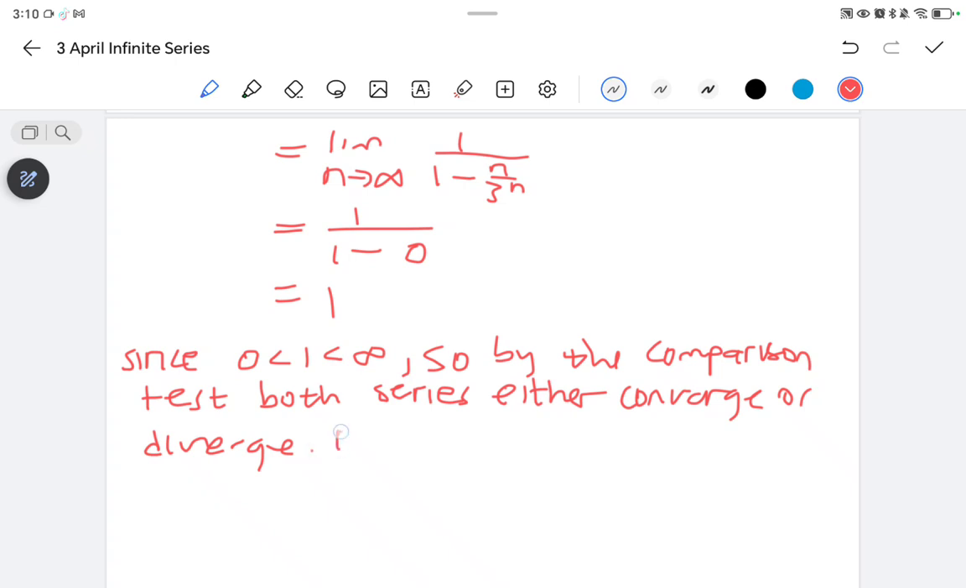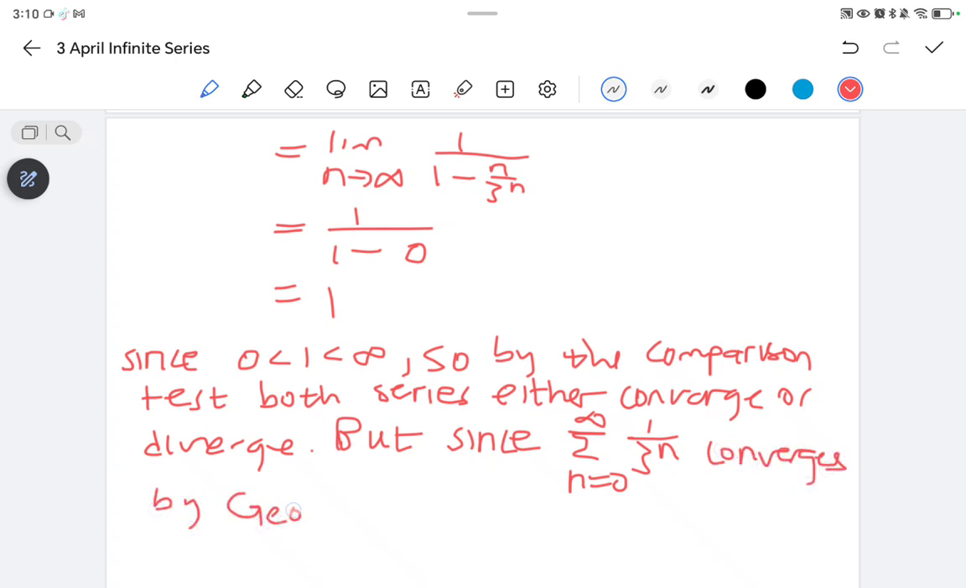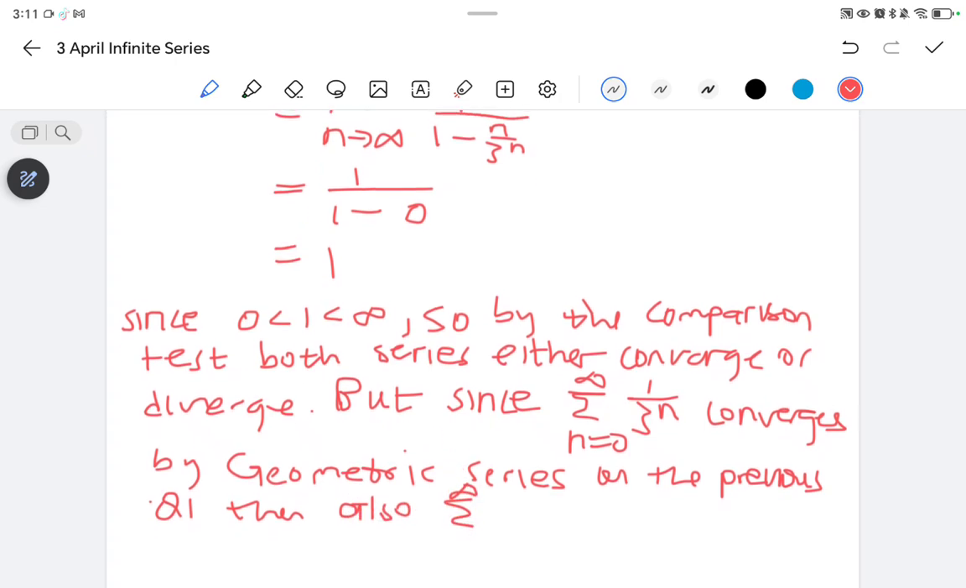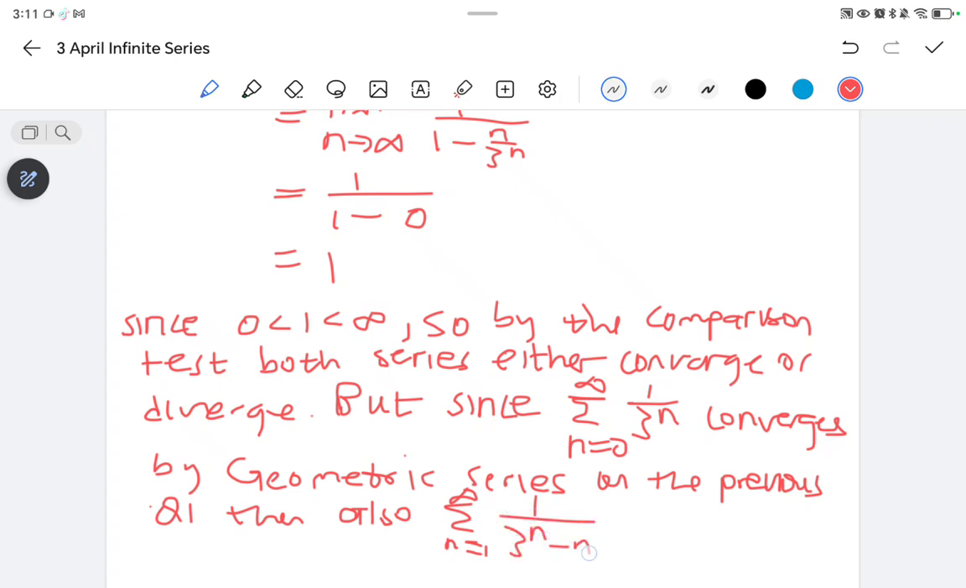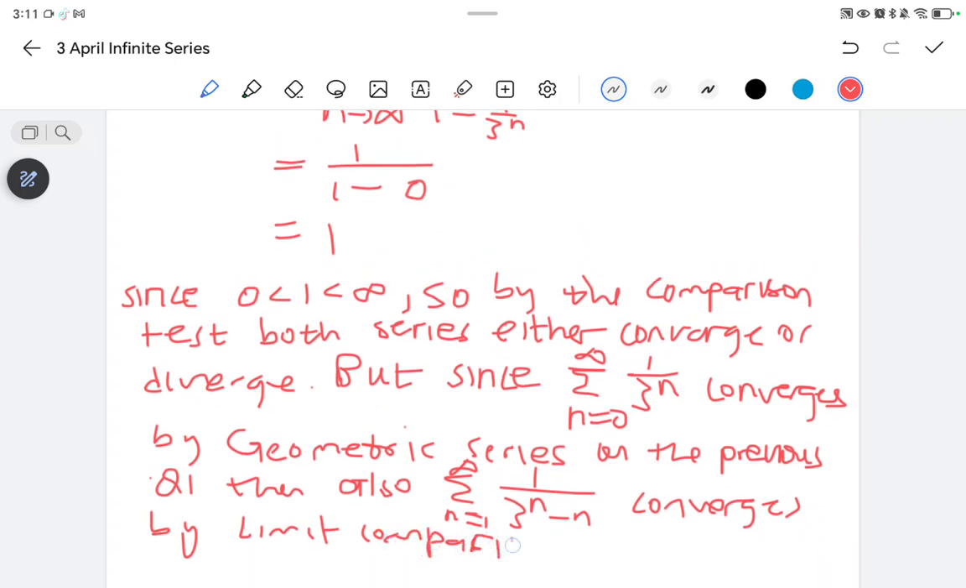Now we check b of n. Since the summation of 1 over 3 to the n converges by geometric series, I've already checked that on the previous one. And also the summation of n equals 1 to infinity of 1 over 3 to the n minus n converges by the limit comparison test.